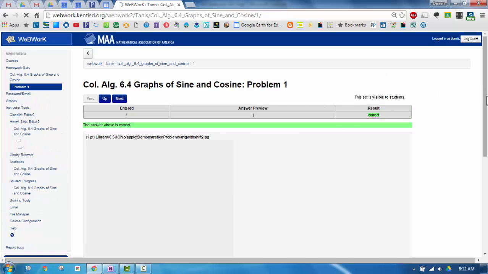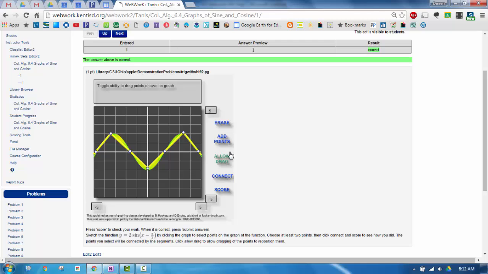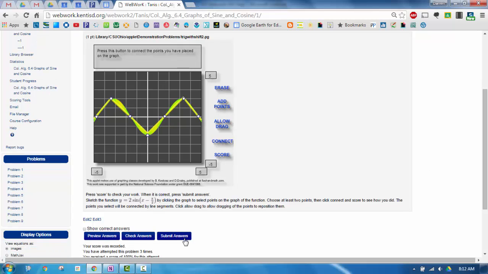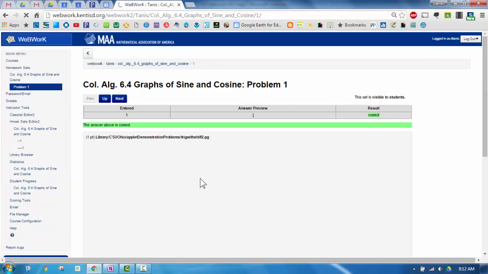Now, sometimes if you go to connect these and you hit submit, it doesn't work. Mine worked there. But if it doesn't, what you might want to try first is allow drag, and drag these to where they're more accurate, basically, because sometimes it's easy to get a little bit off on your points, and Webwork can be a little picky, as we know. So I'd try it a couple times, but hopefully you'll get it.